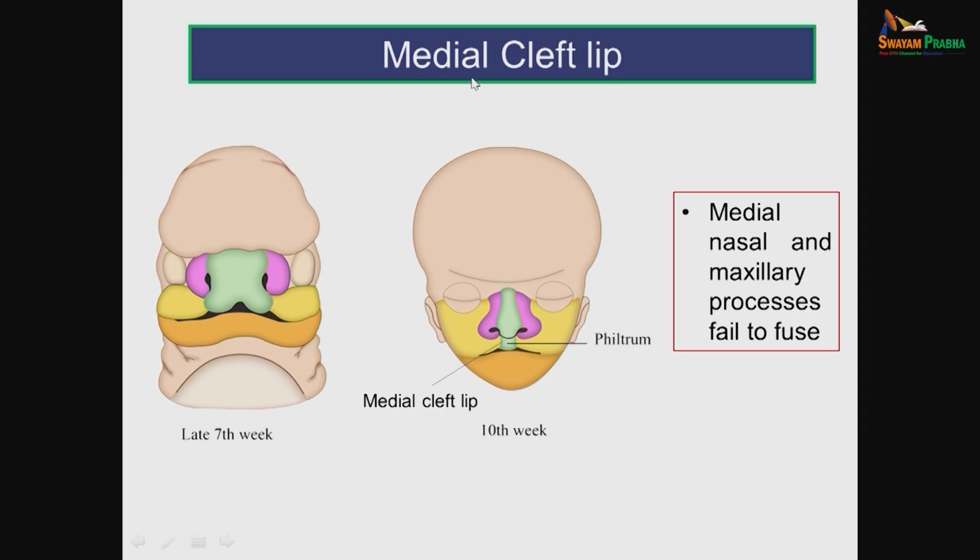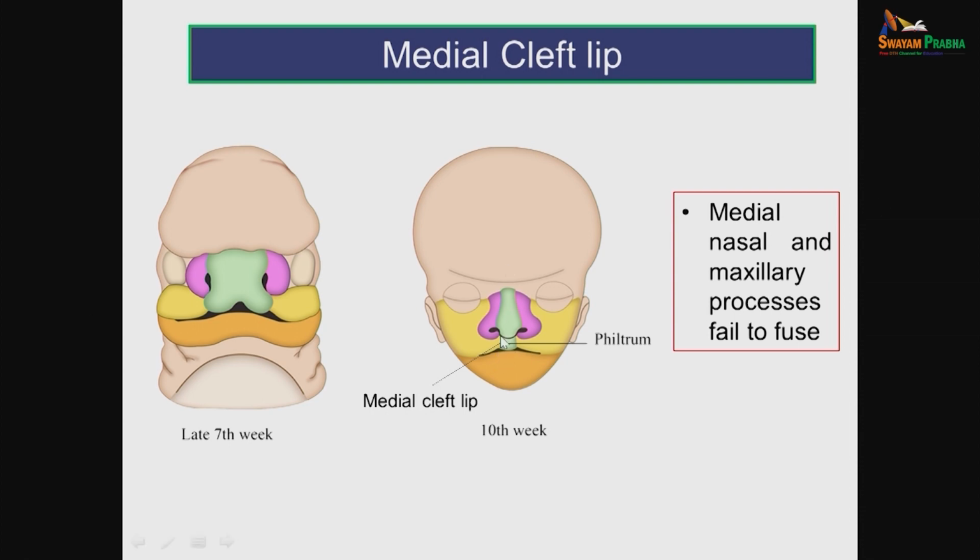Next is medial. Please note this is medial cleft lip. You can see in this picture, this is the region where you get the medial cleft lip. This is because of the failure of fusion of the medial nasal process with the maxillary process. I have already told you that the maxillary process fuses with the medial nasal process, and the maxillary process contributes to the lateral portion of the upper lip, and the fused medial nasal process contributes to the philtrum of the upper lip.